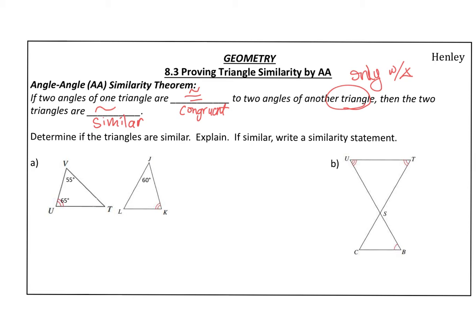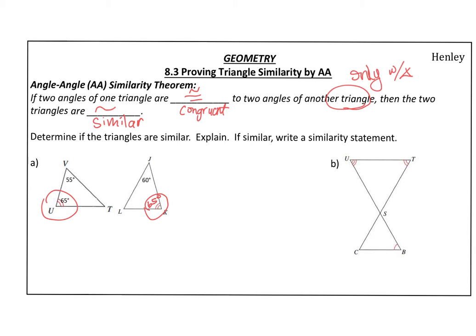Now, to determine if triangles are similar is what we're doing in this first problem. If they're similar, then you have to write a similarity statement. With this one, you have to look at the things that are alike. If you notice, angle U has the two congruent marks, and angle K has the two congruent marks. So that means that angle K is also 65 degrees, just like angle U.